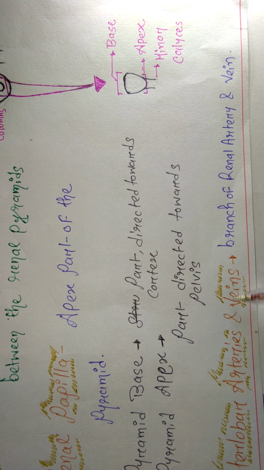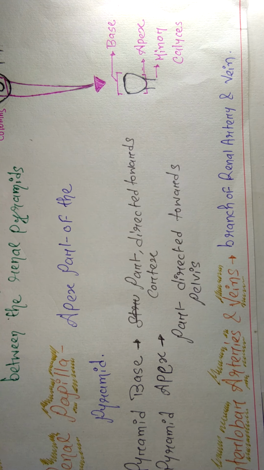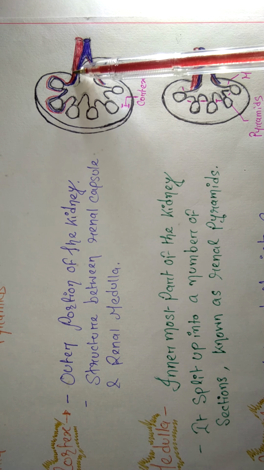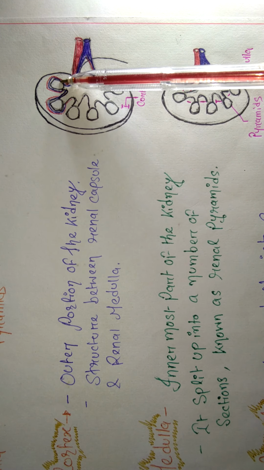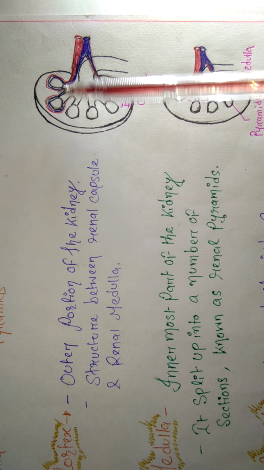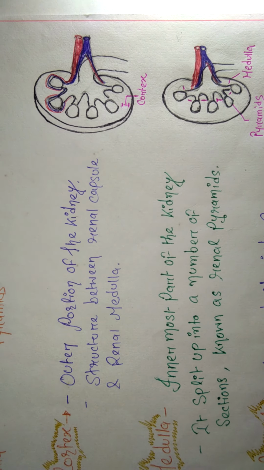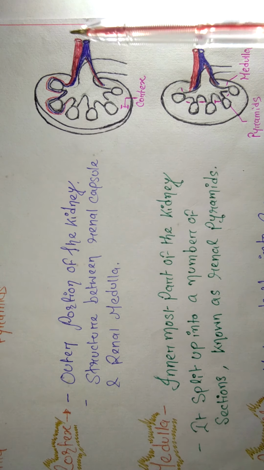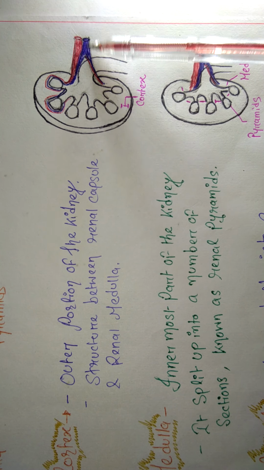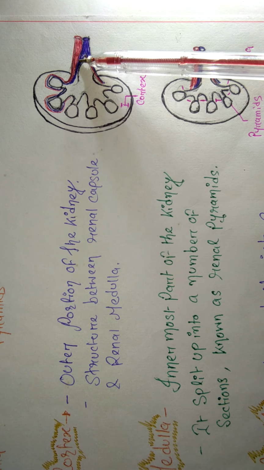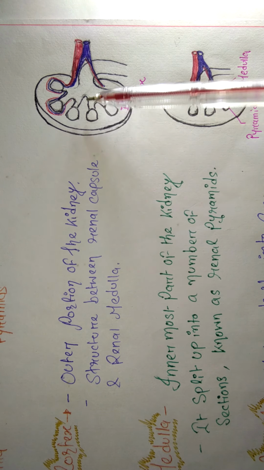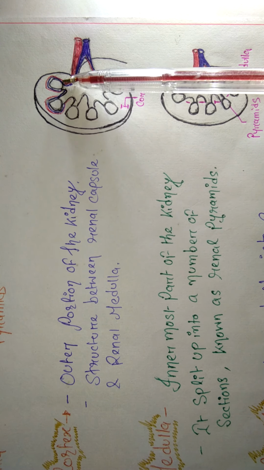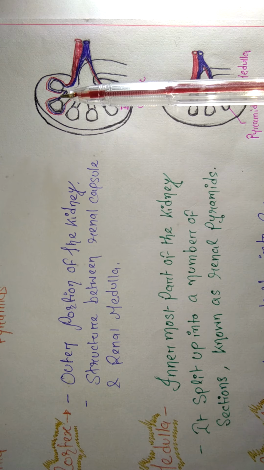Interlobar arteries and veins are branches of the renal artery and vein. Let me show you the diagram. This is the renal artery and this is the vein. They enter the kidney and divide into multiple branches. Inside the kidney, the branches of the renal arteries and veins spread like that, and these branches are called interlobar arteries.